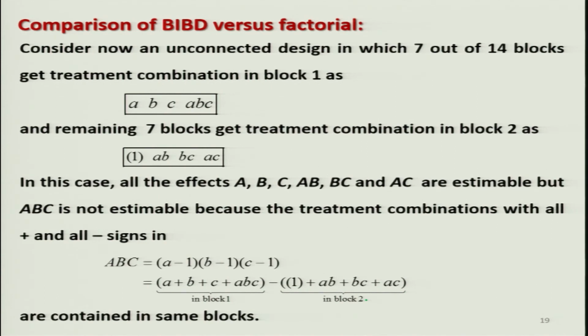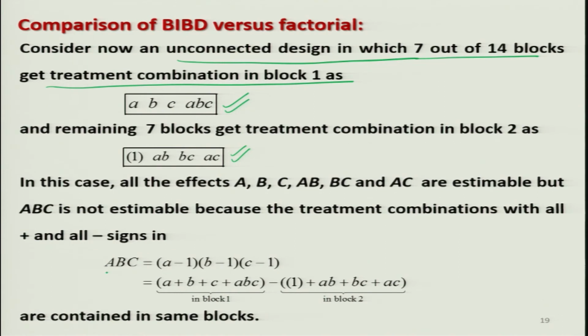Now, we try to do the same thing under the factorial experiment. We consider an unconnected design in which 7 out of the 14 blocks get the treatment combinations abc, a, b, c in block 1, and the remaining get the treatment combinations 1, ab, bc and ac. And I simply want one effect to be confounded. Usually, because the higher order interactions are difficult to interpret, we choose ABC and then assign these treatment combinations accordingly.